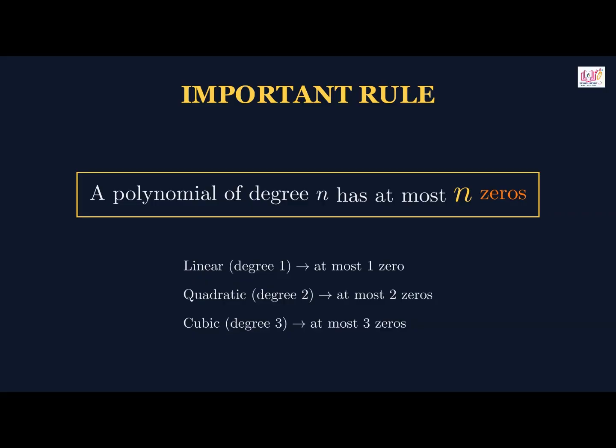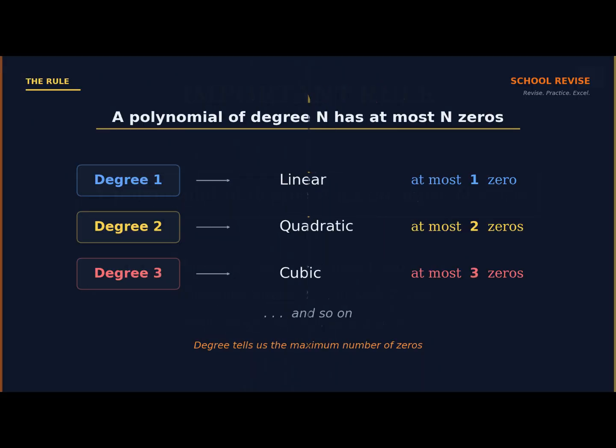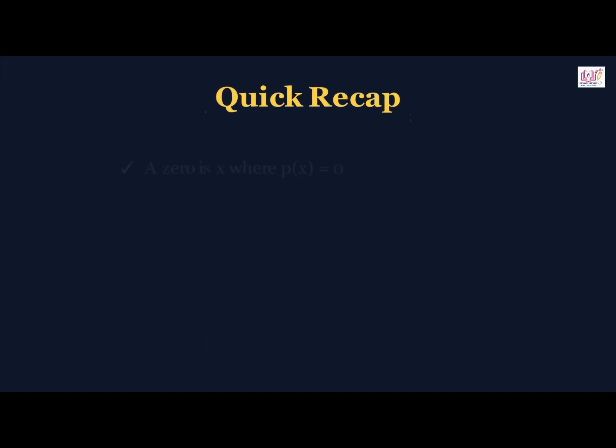A polynomial of degree n has at most n zeros. A linear polynomial, degree 1, has at most 1 zero. A quadratic polynomial, degree 2, has at most 2 zeros. A cubic polynomial, degree 3, has at most 3 zeros. And so on. So let us take a quick pause and review.